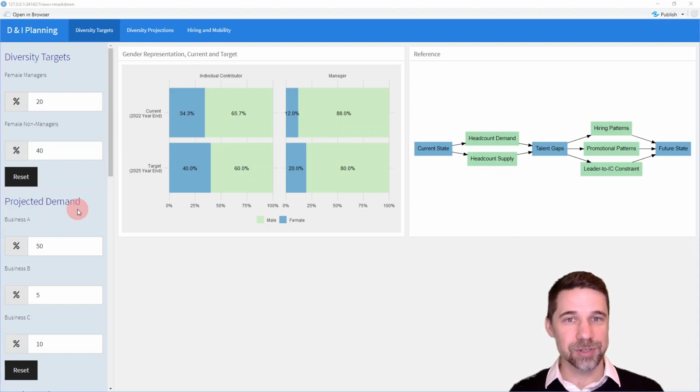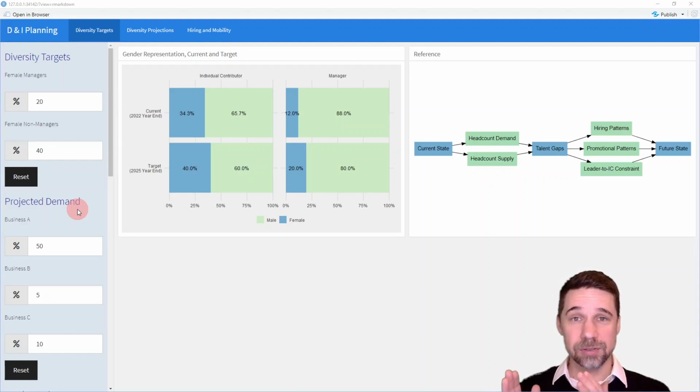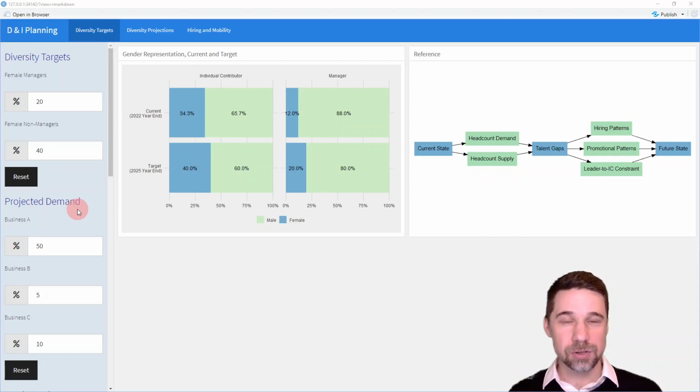But before we get into experimenting with different behavioral changes for this organization, let's take a look at what would happen if we change nothing at all. That is, what happens if we just take the current behaviors of this organization, which are captured in the default values of these parameters, and just project those current behaviors forward 3 years. What is the gender projection if we don't change anything?